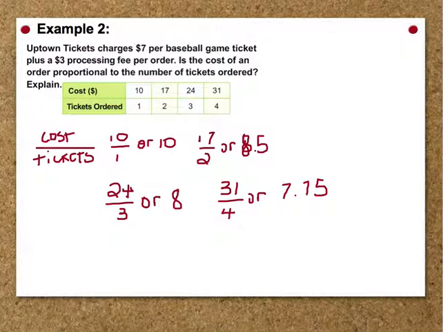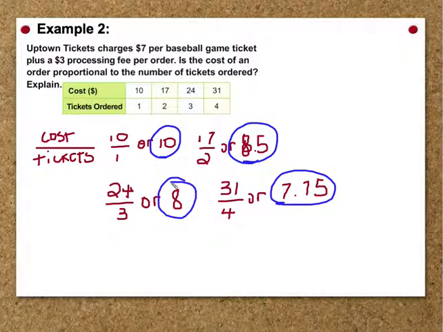So now, if you look at these, they are all different. So the answer to this one is, since the ratios of the two quantities are not the same, the cost of an order is not proportional. So this one would be not proportional.